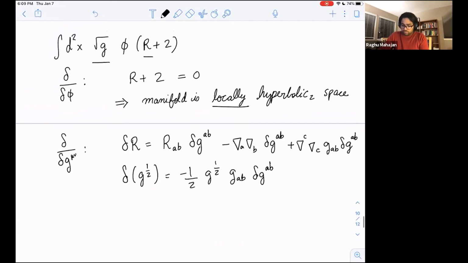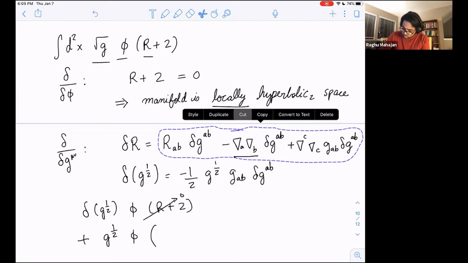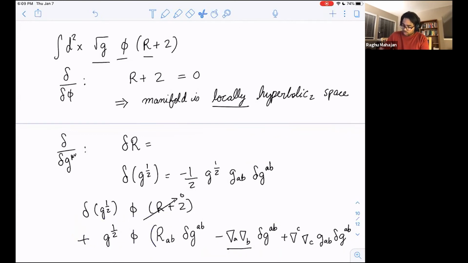Okay, so when we make the variation in the action, you see that these total derivatives will get thrown onto phi, because we will have delta of G to the 1/2 times phi times (R plus 2). This doesn't do anything because R plus 2 is 0 from the other equation, so we can drop that. But we have G to the 1/2 phi times this whole thing here, just this thing here. And now when we do the integration by parts, you see that these total derivatives.